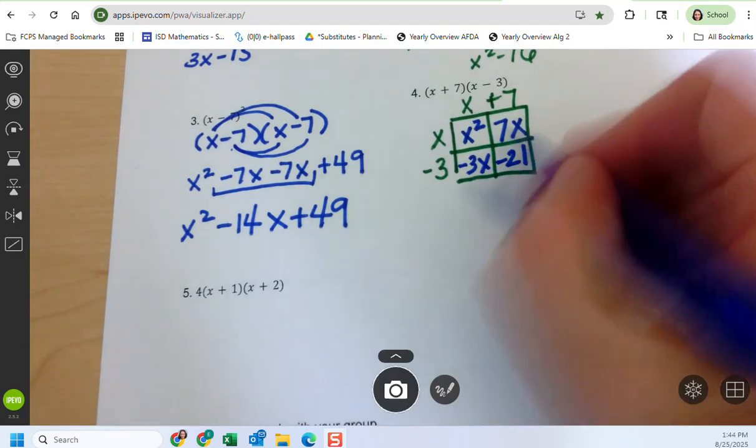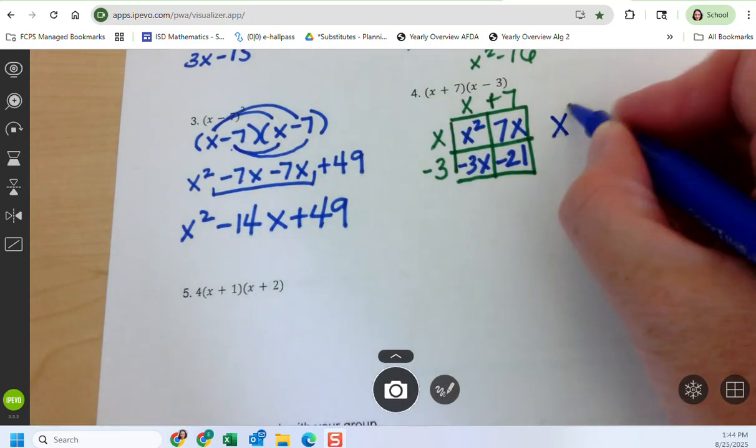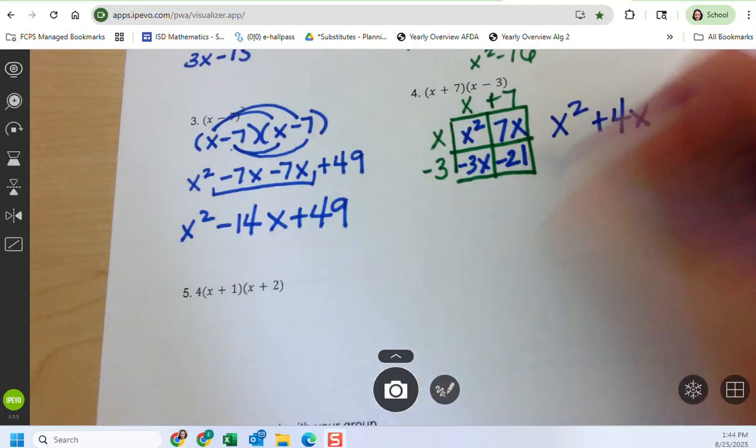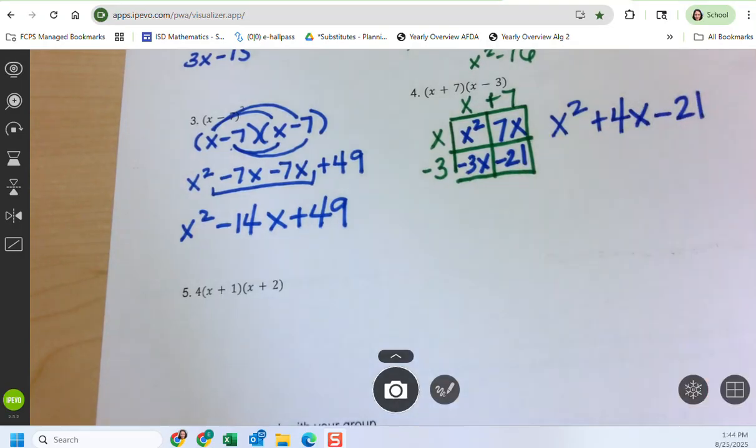So now we're going to combine our like terms. So I still have x squared. These two combine to give me 4x and then minus 21. Okay, so you see how it's really the same exact thing as distributing. It just is another way of organizing your work.